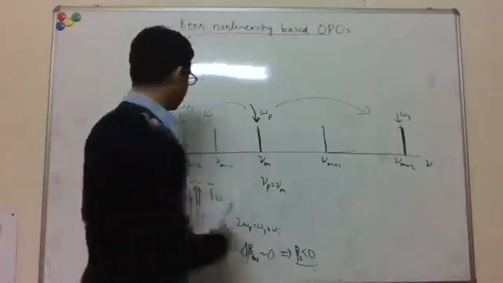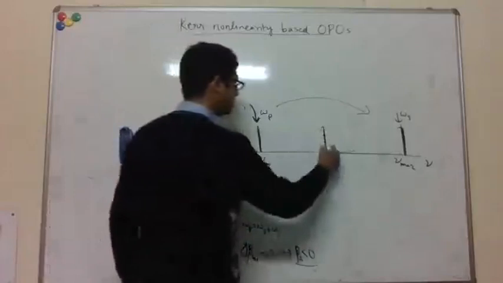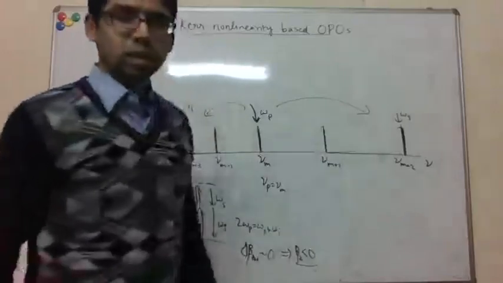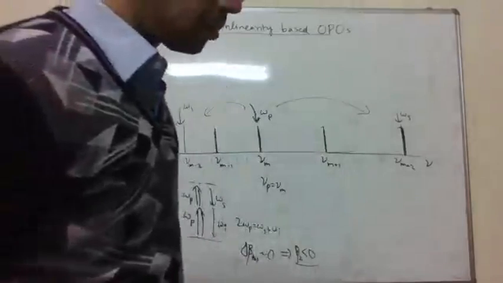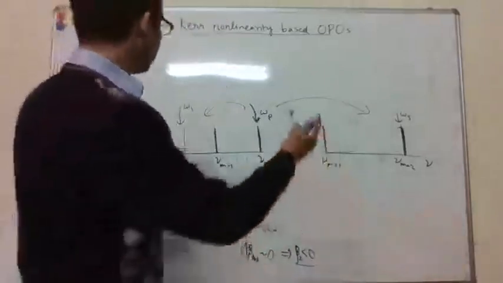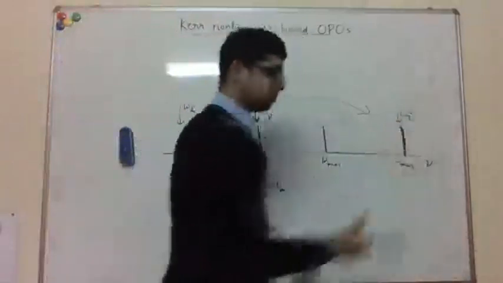Sir, can we do it the other way around? Like we can put omega s on the left side and omega i on the right side. This is just terminology, it doesn't matter. You can call this omega s and that omega i. Okay, sir.